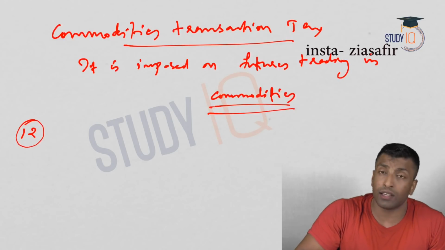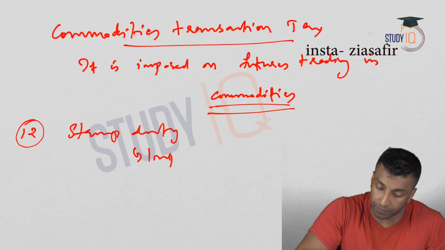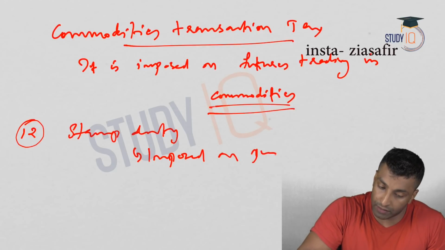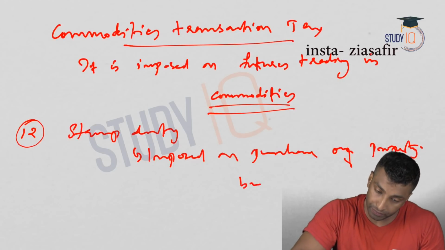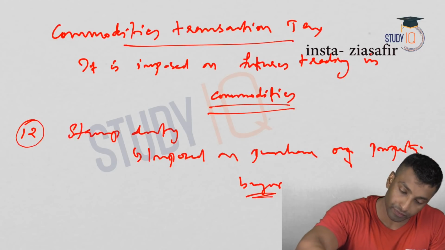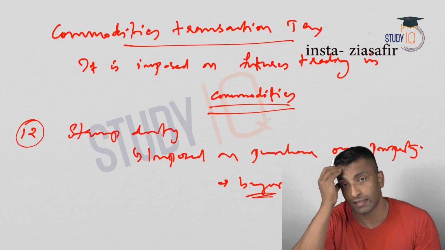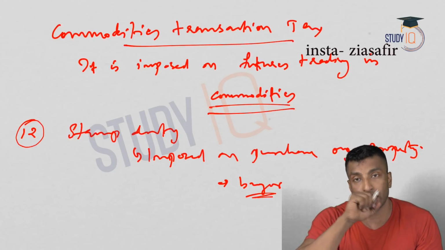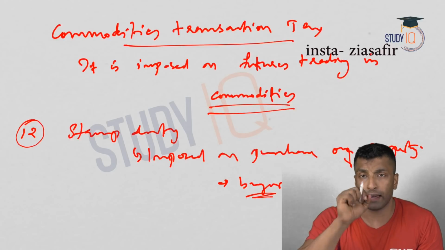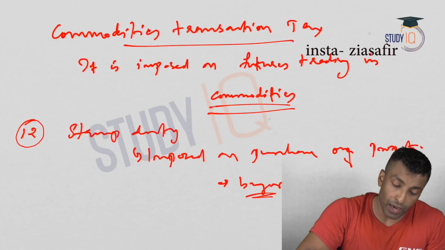Next is an easy one, the 12th one, that is stamp duty. It is imposed on purchase of property. It is imposed only on the buyer. See, when we discussed securities transaction tax, that is also a kind of stamp duty, but in that case it was imposed on both buyer and seller. But here it is on property. It is in the case of a physical asset, and it is only imposed on the buyer. So I hope all these are clear.